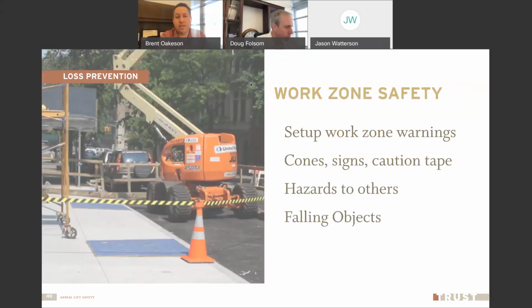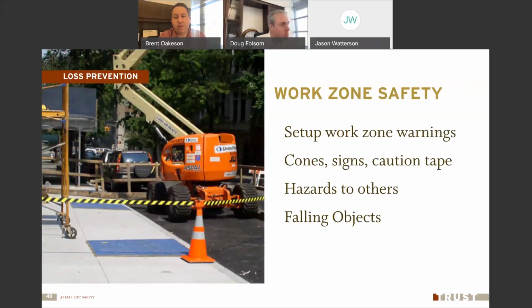Look around the work zone. See how you can set it up to make it better for not only yourself, the equipment, but also the people around you and the vehicles and people that might be walking by. One of the best things you can do is just set up some barricades, have some caution tape or some cones or some type of barriers out there to keep people from walking underneath that equipment.